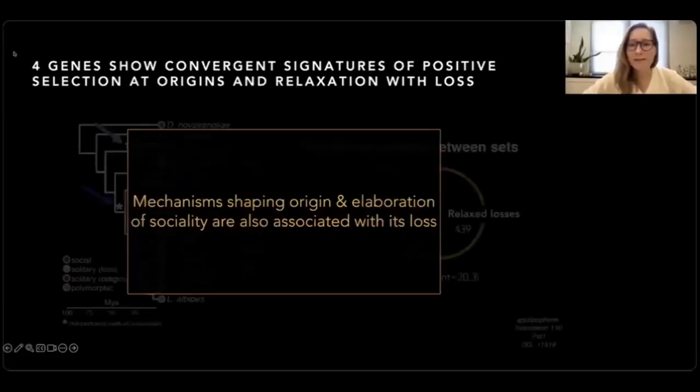And the fact that the Fab4 exists is very exciting because it suggests that comparative methods can help us identify some of the least common denominators that are associated with social behavior. And the fact that we see these complementary patterns suggests that the mechanisms associated with the origin and elaboration of social behavior can also be identified by studying its loss.